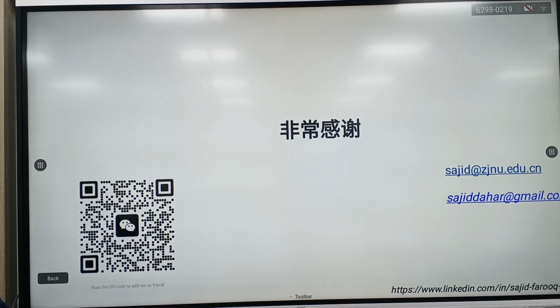Sir, can you tell me please the minimum number of measurements required for applying machine learning? It depends on your sample, your input.